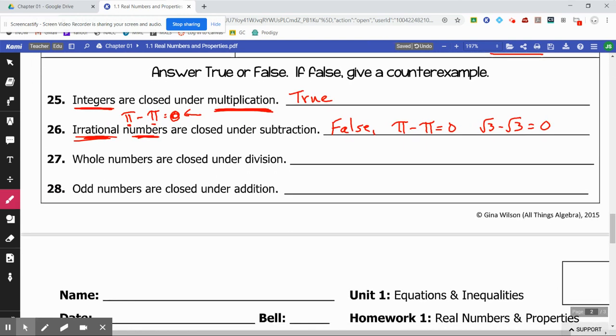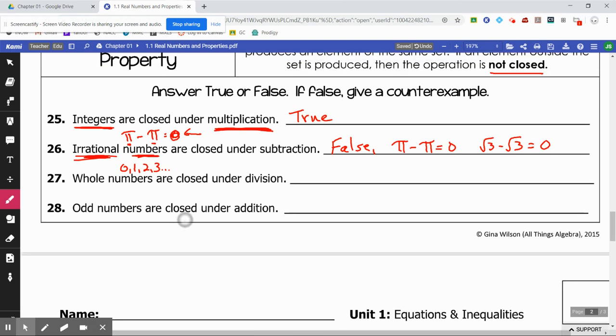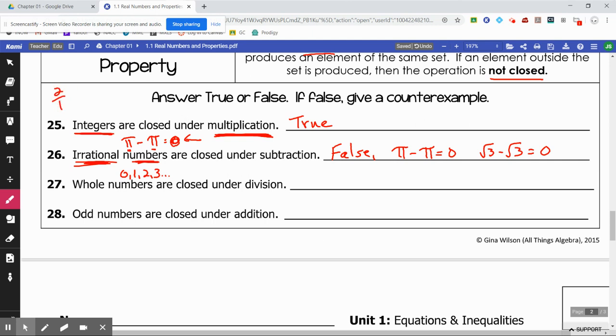Whole numbers. Okay, your whole numbers are 0, 1, 2, 3, dot, dot, dot. Are they closed under division? Meaning, could I take any of these two numbers and divide them? Let me give you an example, like 2 and 1. Could I divide those and always get another whole number back? 6 is a whole number. 2 is a whole number, so 6 divided by 2 is 3. Yeah, those are whole numbers.